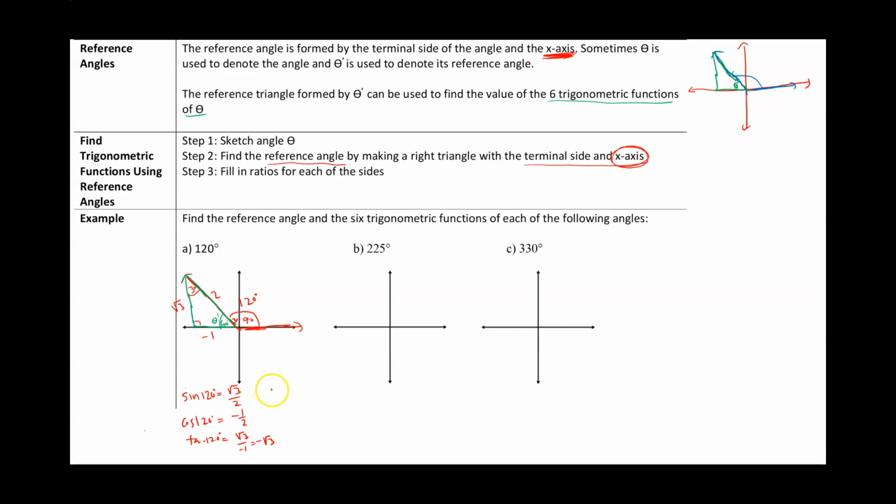Now let's take the reciprocal functions. Let's take the cosecant of 120 degrees. If you flip this, we're going to get 2 over radical 3.